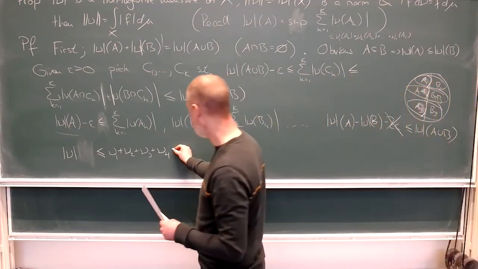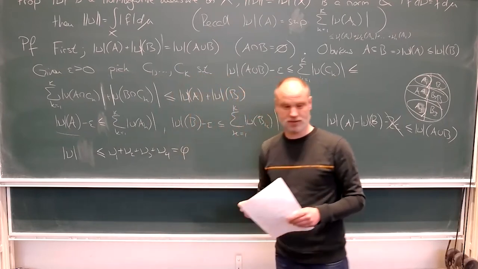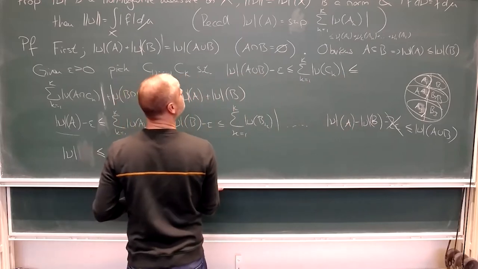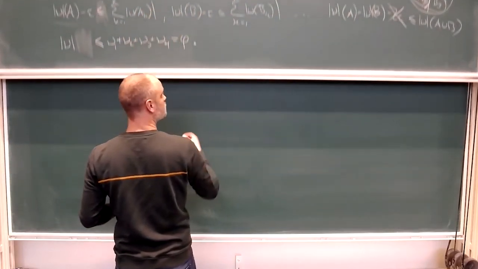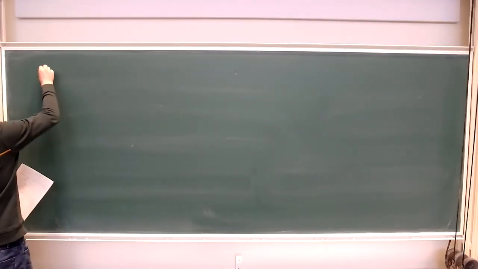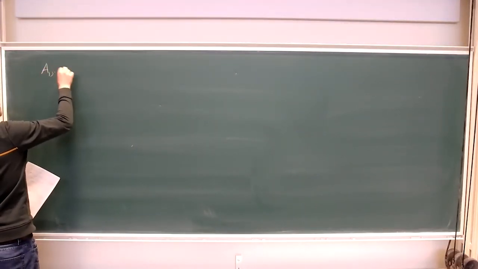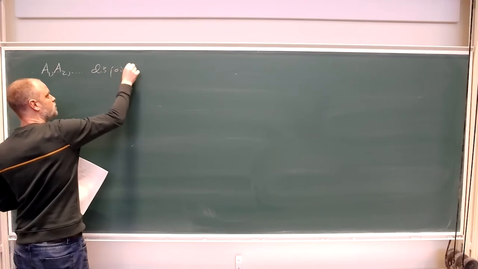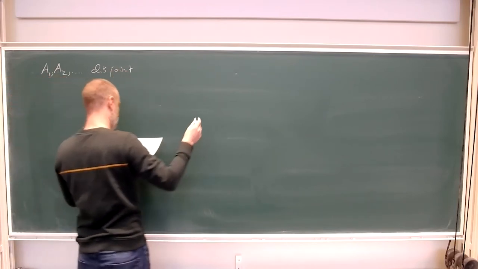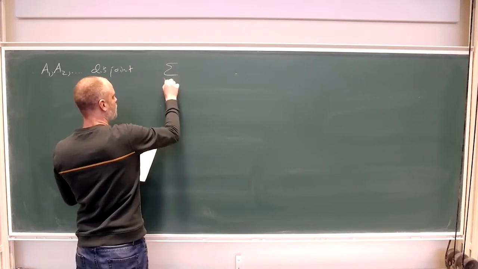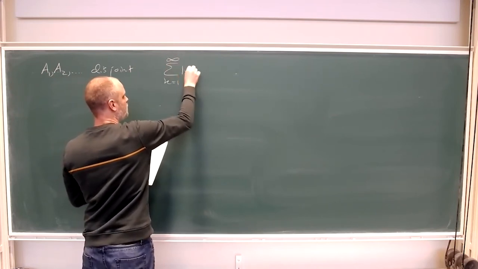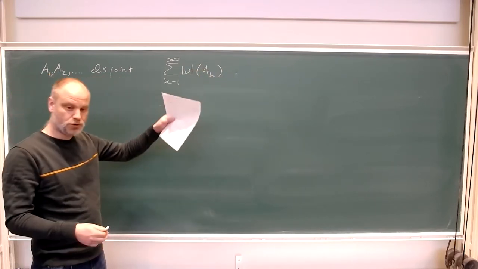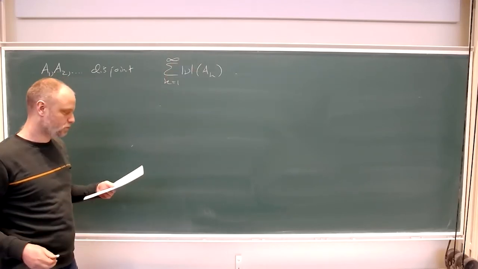So let's give this guy a name. Let me call him phi instead. Okay. So what do we have? Let me take a new blackboard. So now we have A1 dot dot dot, A2 dot dot dot, disjoint. And we want to prove the infinite summation formula. So the sum from 1 to infinity of modulus nu of AK. We want to say that this is the same as modulus nu, and then inside we have the infinite union.